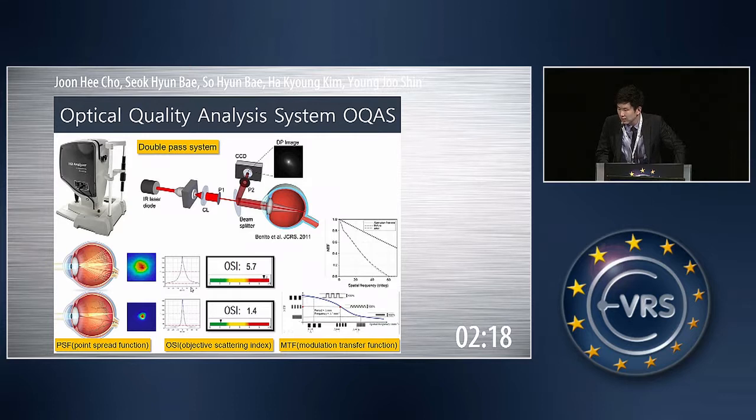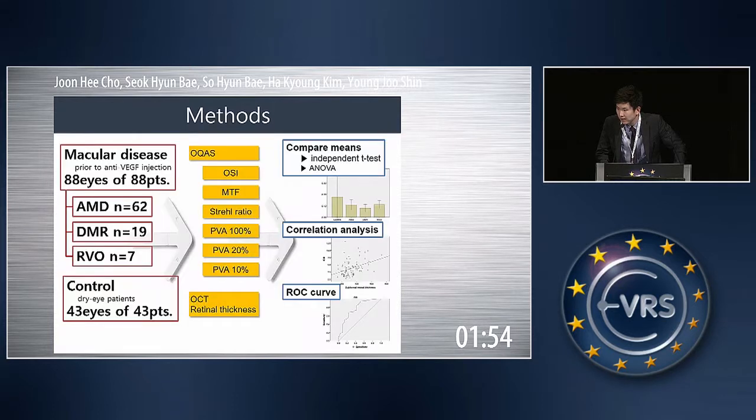Because of these principles, the OQAS is usually used in the condition of cataract or dry eye syndrome. However, in this study, we used this machine to assess macular disease, with the aim of obtaining new reference data to assist clinical diagnosis.